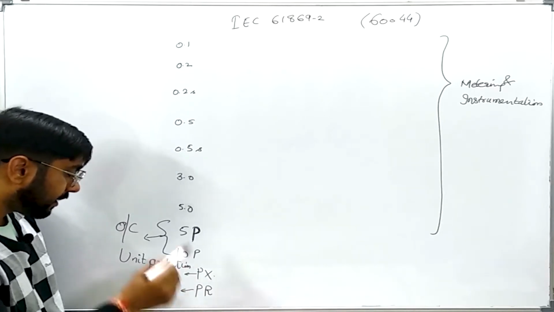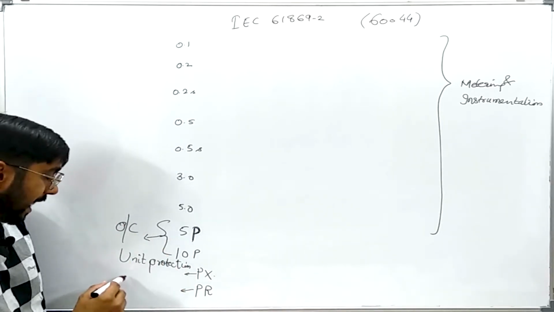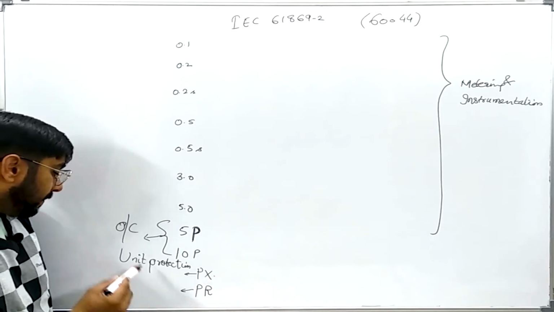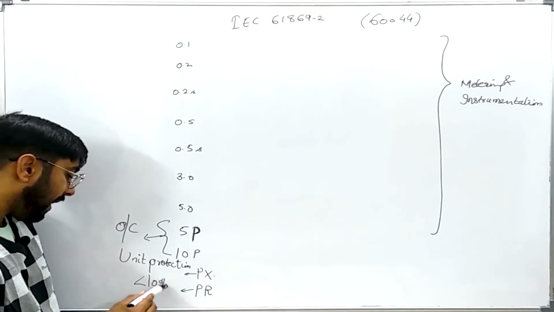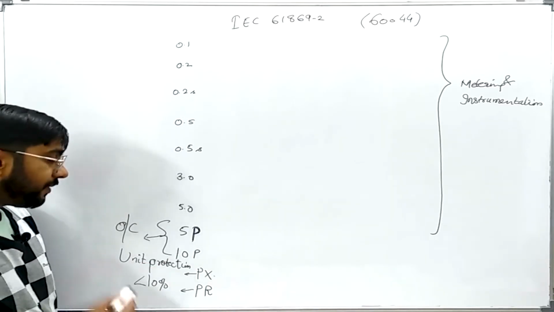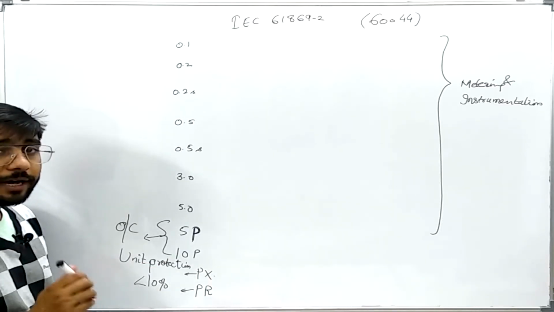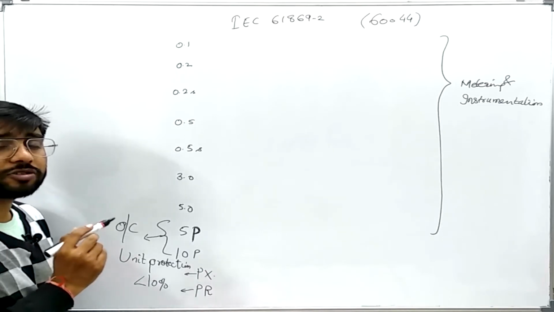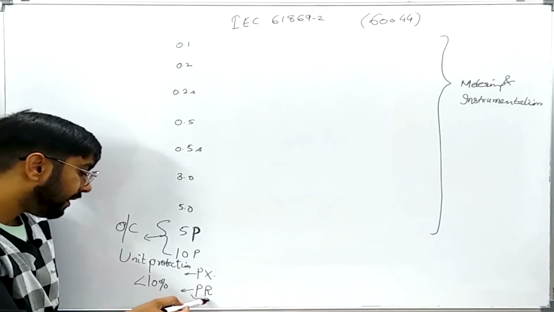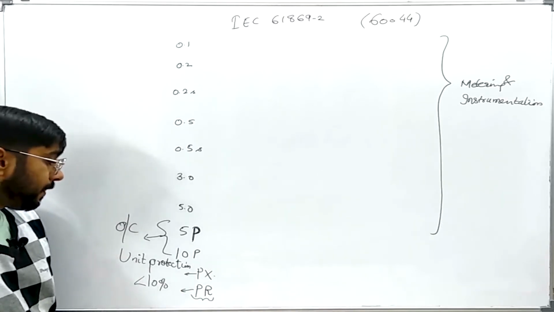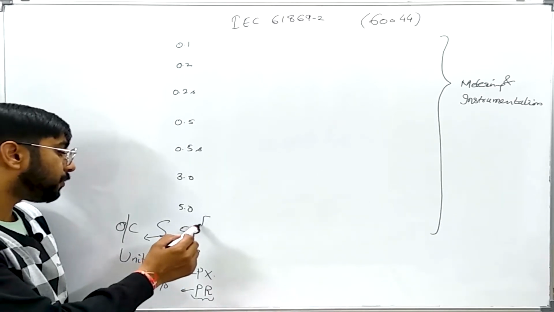And these CTs have a special effect called anti-remanence, that is, the remanence will be less than 10% in any case. These are designed in such a way. So wherever we have a requirement that there should not be any remanence in the CT, then we call for CTs classified by PR. This P represents protection class.